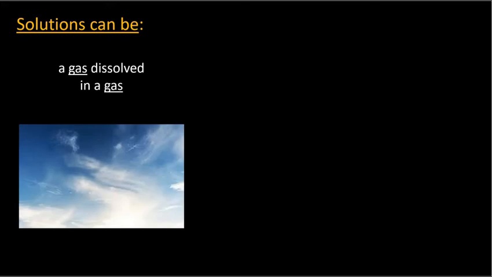As I mentioned, you can have a gas dissolved in a gas. The atmosphere would be an example of this. You have nitrogen as the main gas. You have oxygen, helium, carbon dioxide, carbon monoxide, ozone, all kinds of different gases dissolved in our atmosphere. So, gas dissolved in a gas.